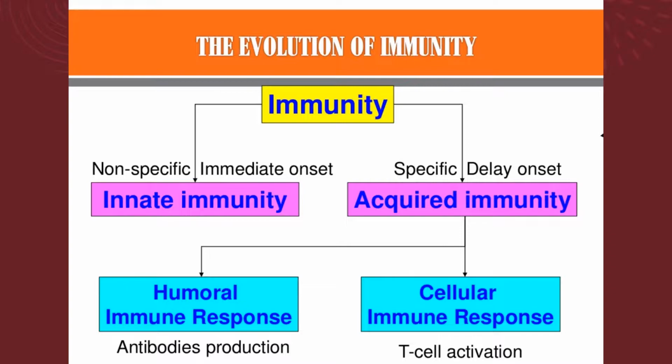Now, immunity is divided into two main classes. One is innate immunity, which is non-specific immunity, and the other is acquired immunity, which is specific immunity. Acquired immunity is again divided into two main classes. These are the humoral immunity and the other is cellular immunity. Humoral immunity is antibody mediated, while cellular immunity is T cell mediated.